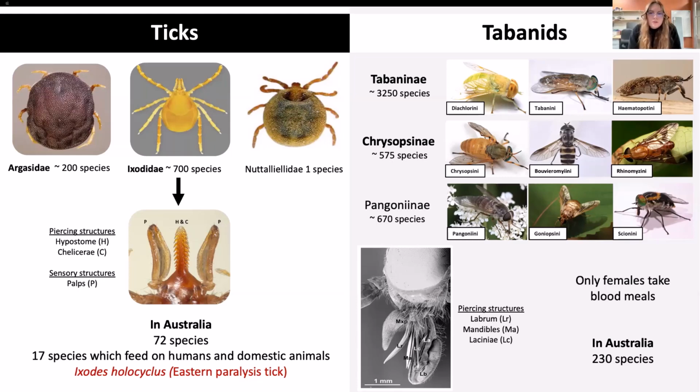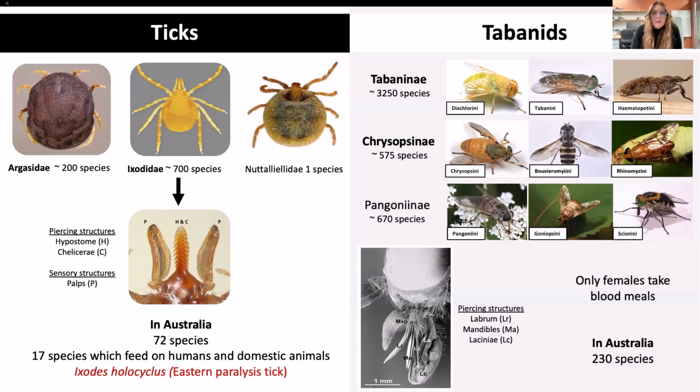Ticks are actually pool feeders. They have piercing structures known as the hypostome and chelicerae that will pierce into the mammalian skin, causing tears, and then they can lap up the blood. They also have sensory structures called palps that sit on the outside. From the 900 species that we have globally, in Australia there's 72, and of these, 17 have been reported to feed on humans and domestic animals. The most medically relevant tick we have is known as Ixodes holocyclus, also called the eastern paralysis tick, and it's capable of causing death in dogs, sheep, and also potentially children.